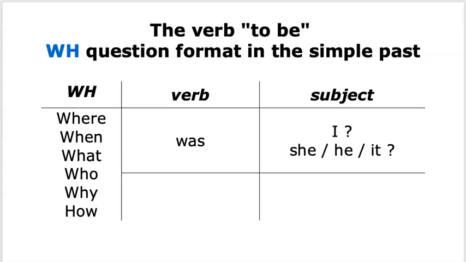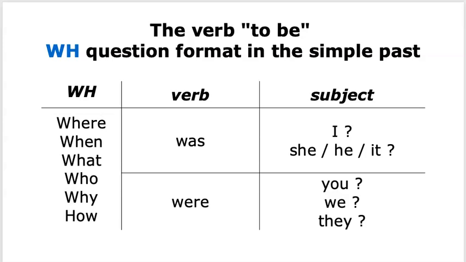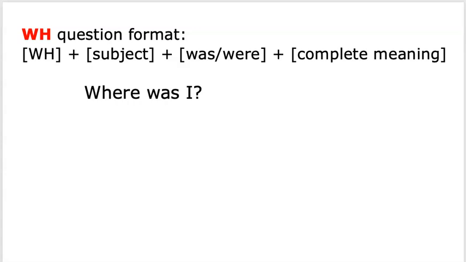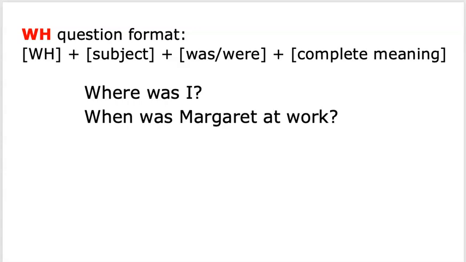We can also use WH questions in the simple past. And WH stands for question words like where, when, what, who, why, and how is included even though it's not a WH. So we begin with the question word, the verb was, if our subject is I, she, he, or it, we use were if the subject is you, we, or they. For example, where was I? When was Margaret at work?